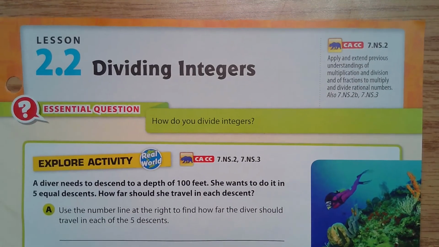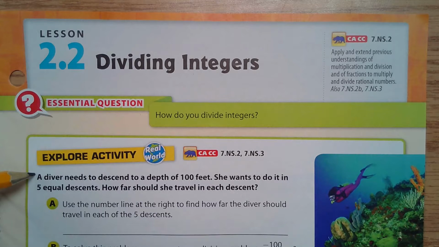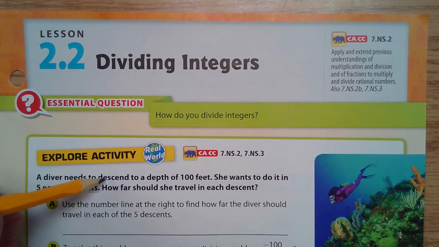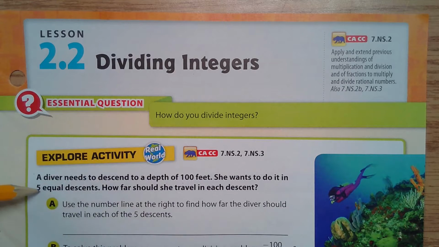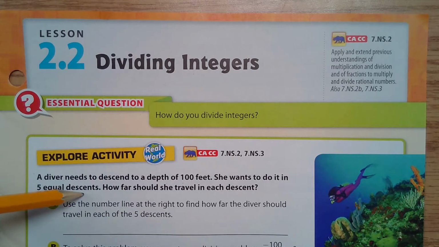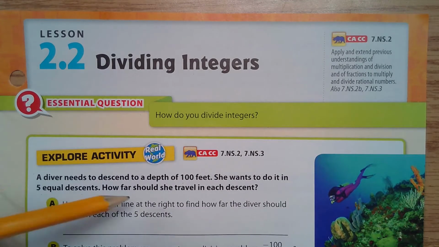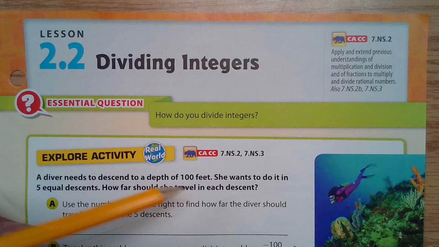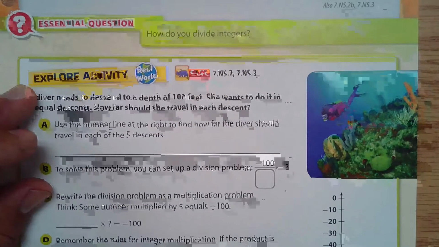You're going to learn what you need to know about dividing integers. In this situation, a diver needs to descend, that means go down, to a depth of 100 feet. She wants to do it in 5 equal descents, and they do that to equalize the pressure in their ears. It's actually quite a real life situation. How far should she travel in each descent?